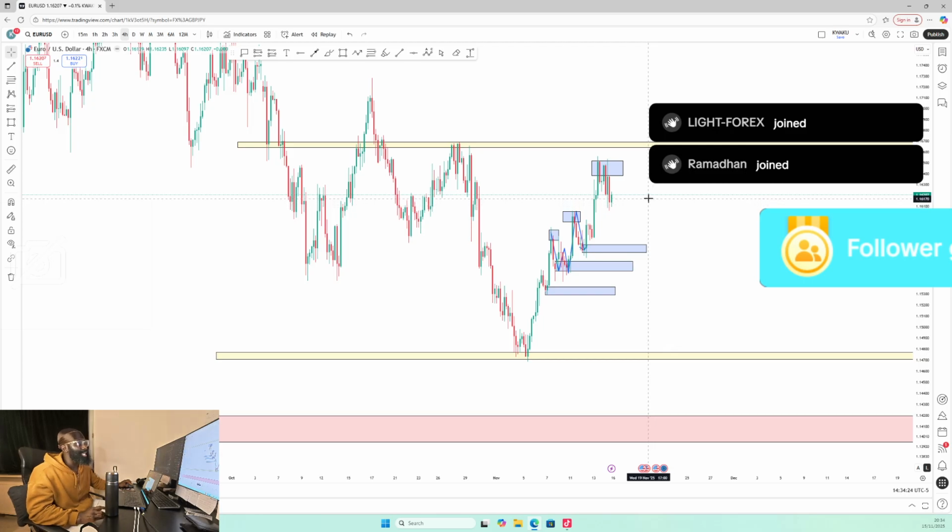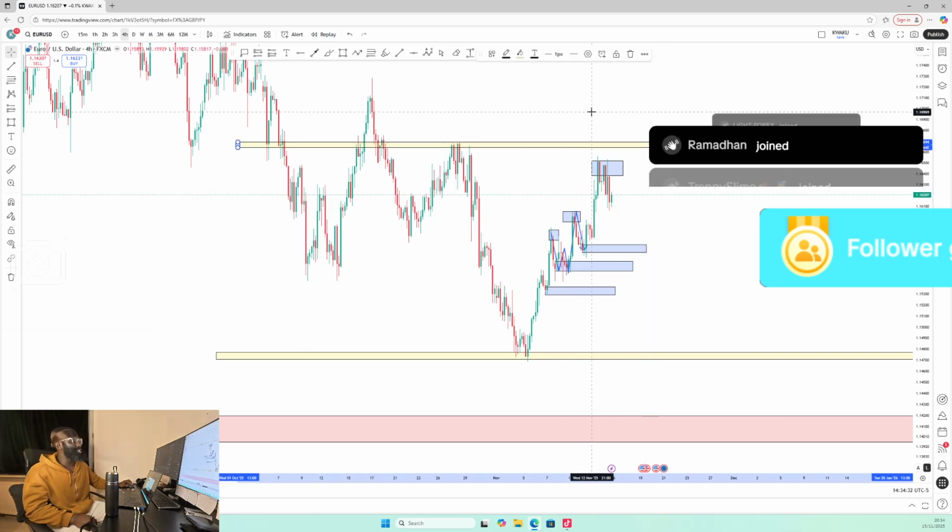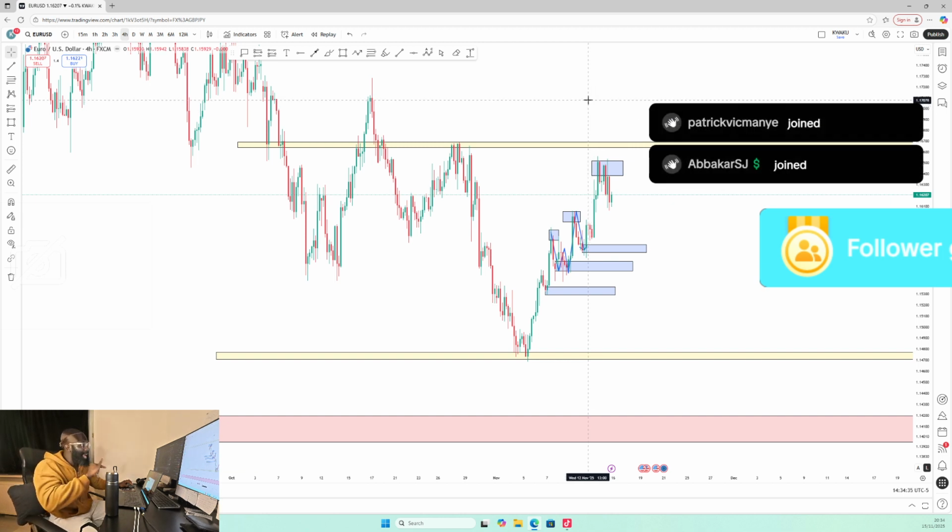So price is still in an uptrend. Do we still have to sell? No. Do we still have to buy? Yes. Now we can look for a buy opportunity to completely push price back to this resistance. Now, how are we going to buy this Euro USD?